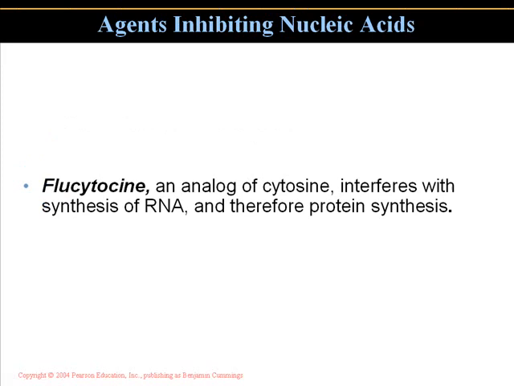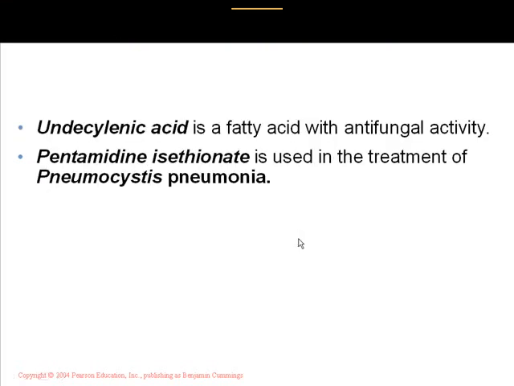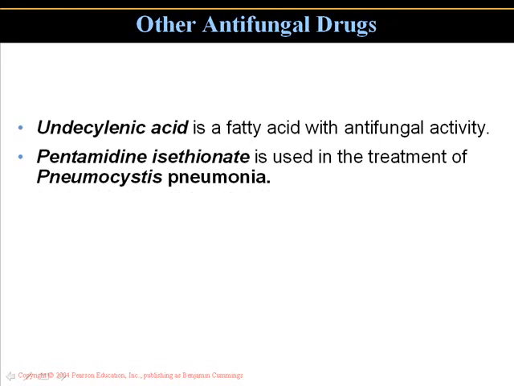There are also antifungal agents that can be used to inhibit nucleic acid. These are analogs of cytosine, which as you recognize is an important nucleic acid base. Flucytosine is an analog of cytosine, and thus will substitute for cytosine and interfere with the process of RNA synthesis, and therefore interfere with protein synthesis. Undecylenic acid is a fatty acid with antifungal activity.